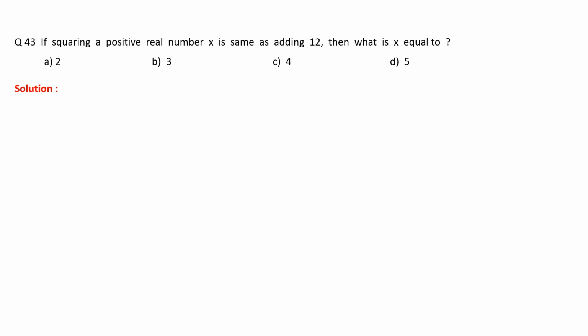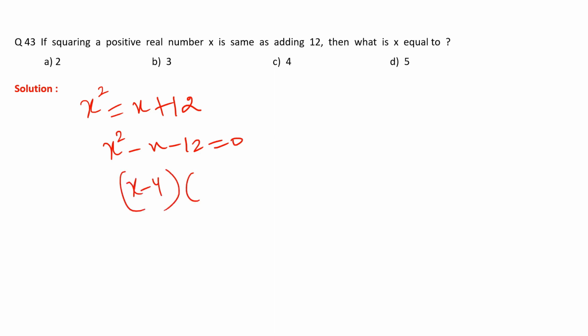Now this is a simple problem. The question says if squaring a positive real number x is the same as adding 12, then what is x equal to? Now according to the question, the equation is x square equal to x plus 12. So it means x square minus x minus 12 is equal to 0, or x minus 4 into x plus 3 equal to 0. So the value of x comes as 4 or minus 3.